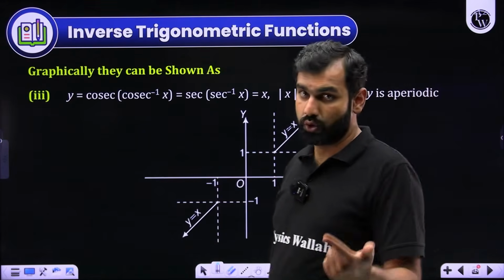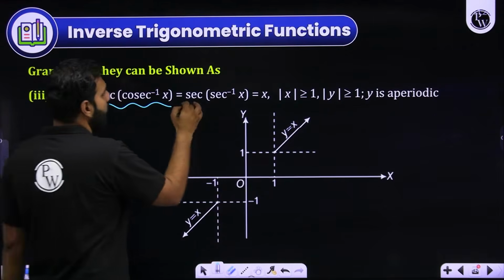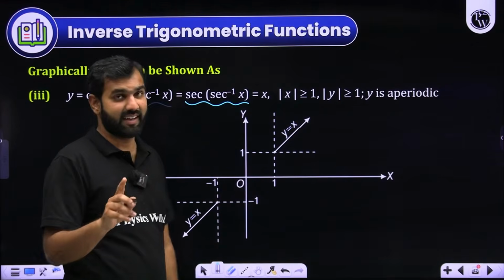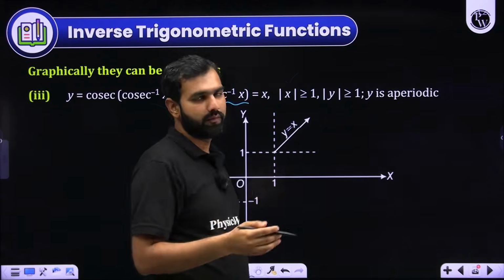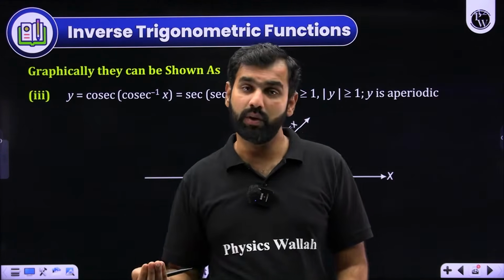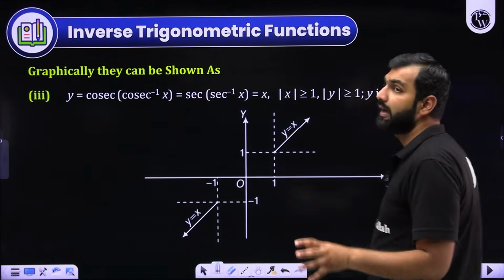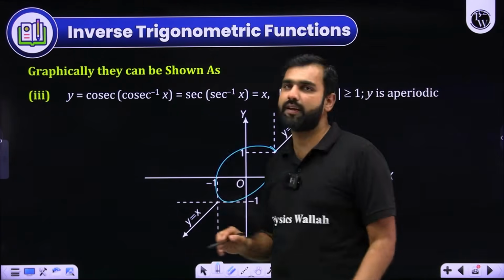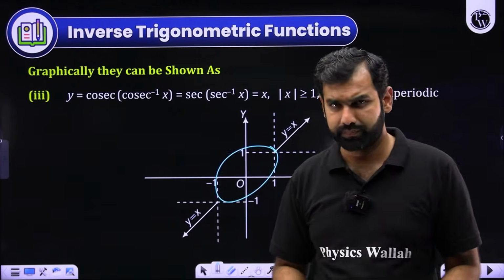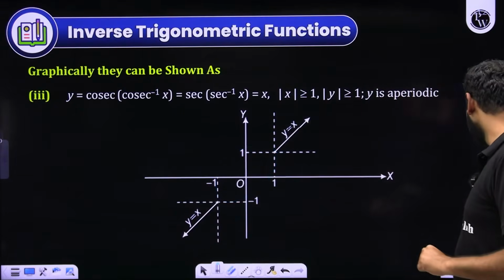But the challenge here is that students miss this particular catch: it is not the same case for cosec of cosec inverse x or sec of sec inverse x, because this is x as long as mod x is greater than or equal to 1, which means x should be either less than or equal to minus 1 or greater than or equal to 1. Equal is also there. So again I'll see a straight line y equals x, but its existence won't be there between minus 1 and 1. Did you get that part? I hope all the three graphs are very easily understood by you all.